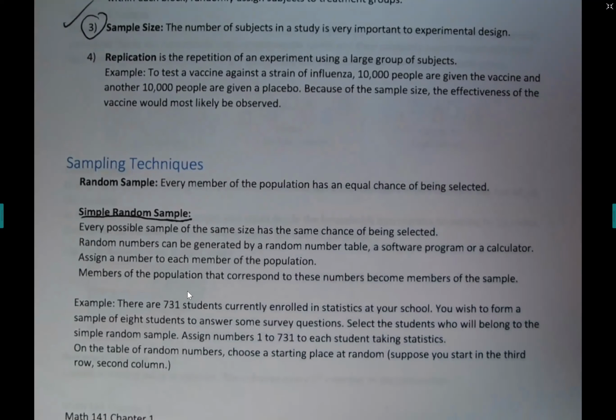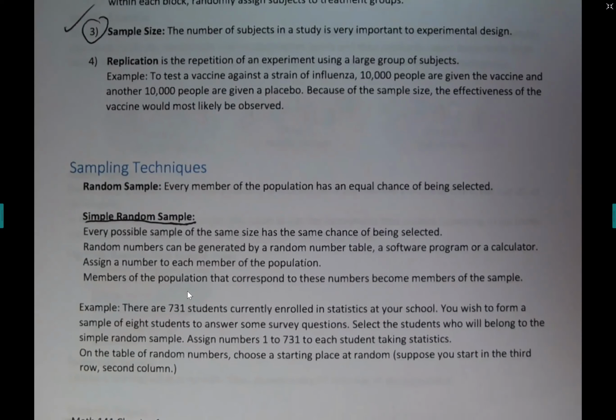Here's an example for a simple random sample. There are 731 students currently enrolled in statistics at your school. You wish to form a sample of 8 students to answer some survey questions. Select the students who will belong to the simple random sample.